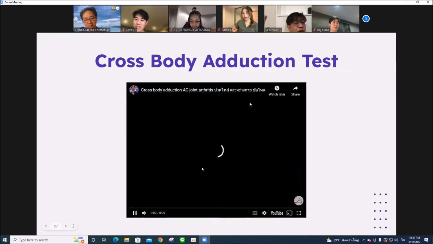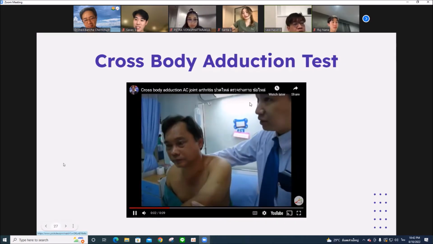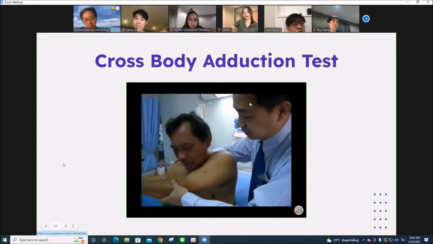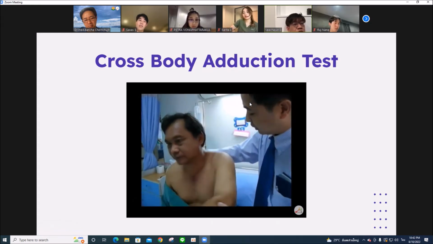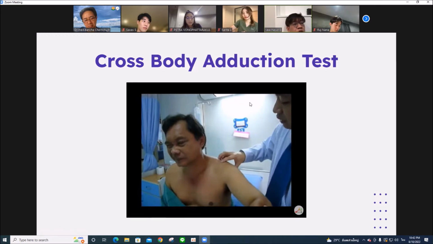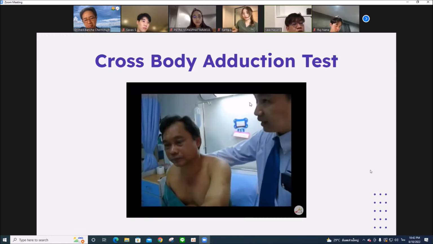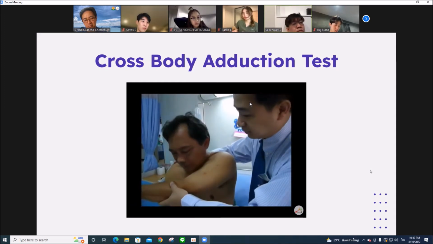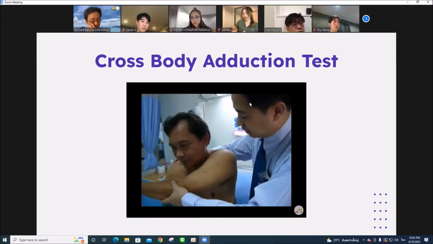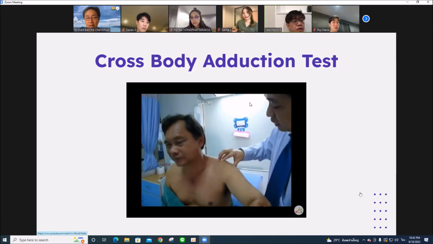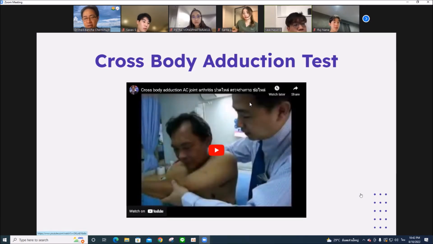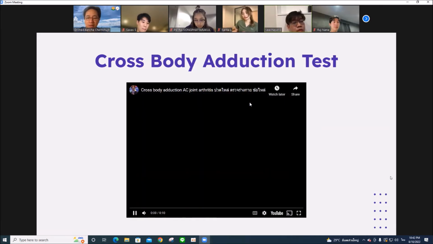The next one is the cross-body abduction test, and this one is to measure the integrity of the AC joint. This is the one where you can most commonly see the abnormal contour, and the patient will have lots of pain when you abduct their arm. So these two tests are mainly for AC joint arthritis, okay? The cross-body adduction and also the O'Brien test. Okay, next.